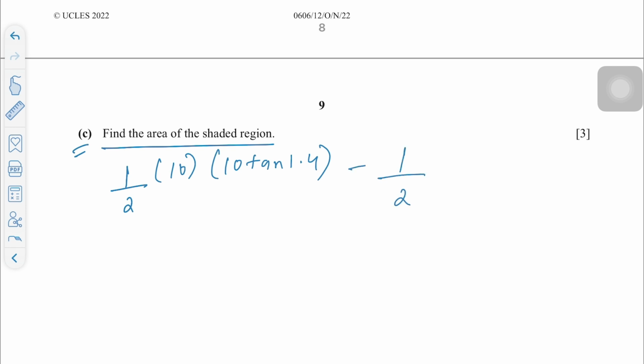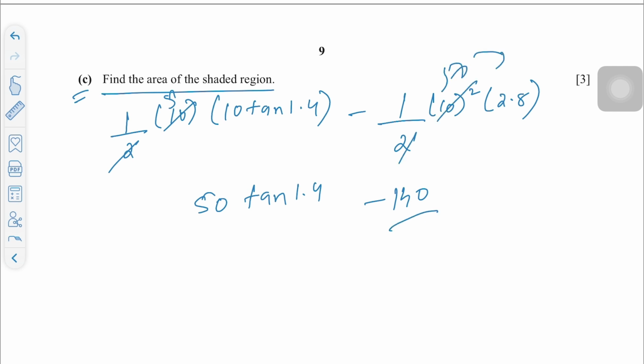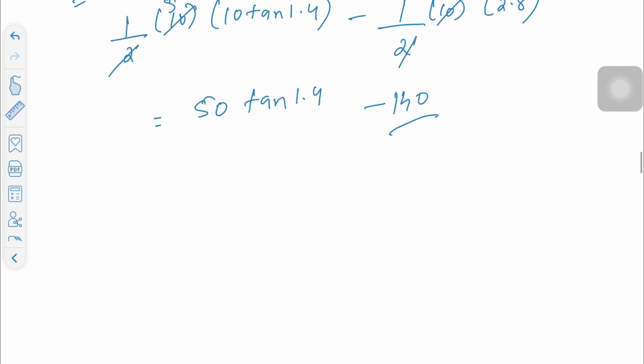We have our area of sector as 1 upon 2 r square theta. So we have our r as 10 and our theta is 2.8. By solving this, we get this as 140 and we get this as 50 tan 1.4. This is 5, this would be 50, and 50 multiplied by 2.8 is 140. So we get our final answer as 439 or estimated as 440.